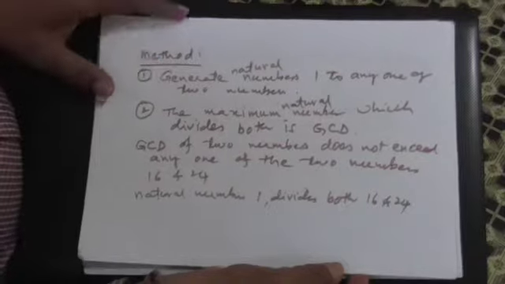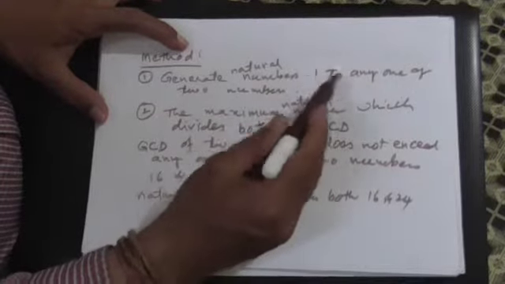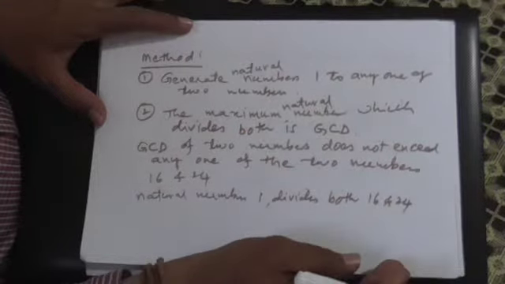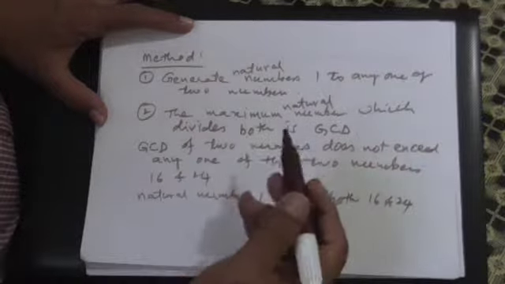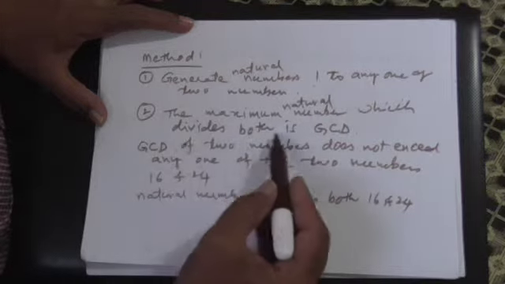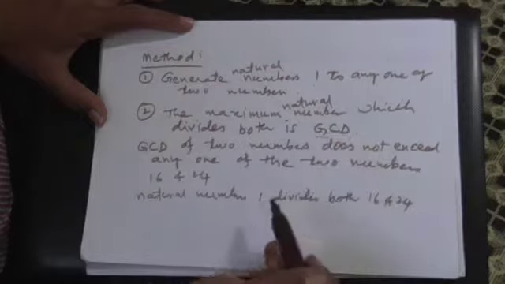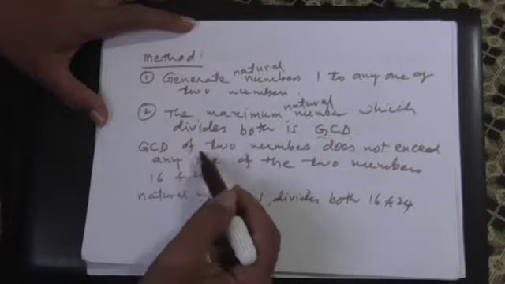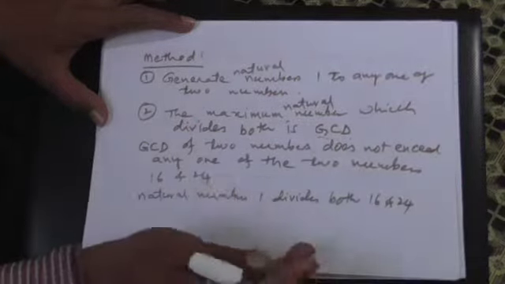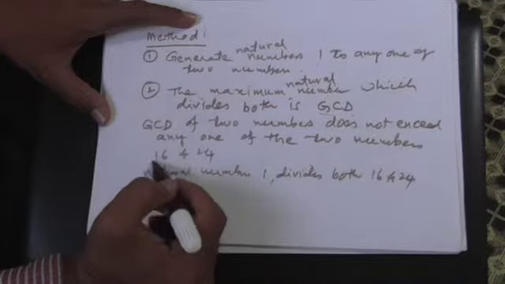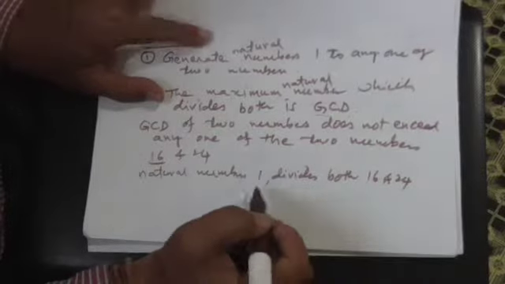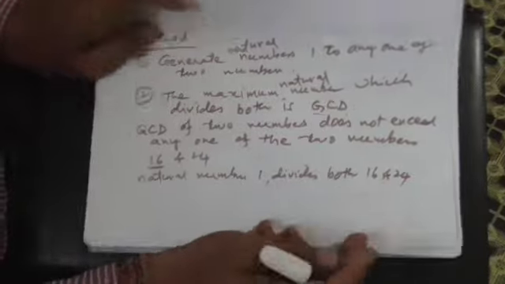Generate natural numbers from 1 to any one of the two numbers. For example, I have taken the numbers 16 and 24. What I do is generate the natural numbers beginning with 1 up to that number. The maximum natural number which divides both is the GCD. The GCD of any two numbers does not exceed either of them. If you take 16 and 24, it will not exceed 16. So we look for the natural numbers which divide both 16 and 24.